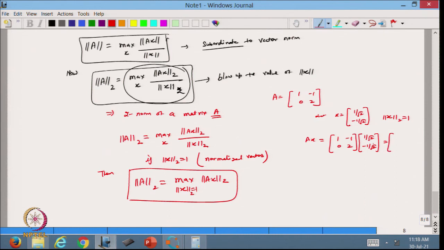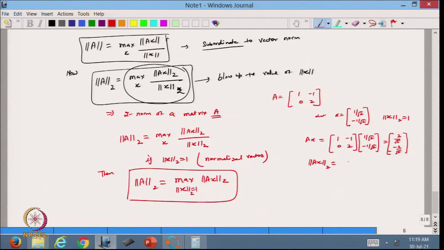So, from here I can write that it is 1 over root 2, 1 over root 2 plus 1 over root 2. So, 2 over root 2, this one I can write, and this will be 0, it is minus 2 root 2. I get the new vector here. Now, I define its 2 norm.